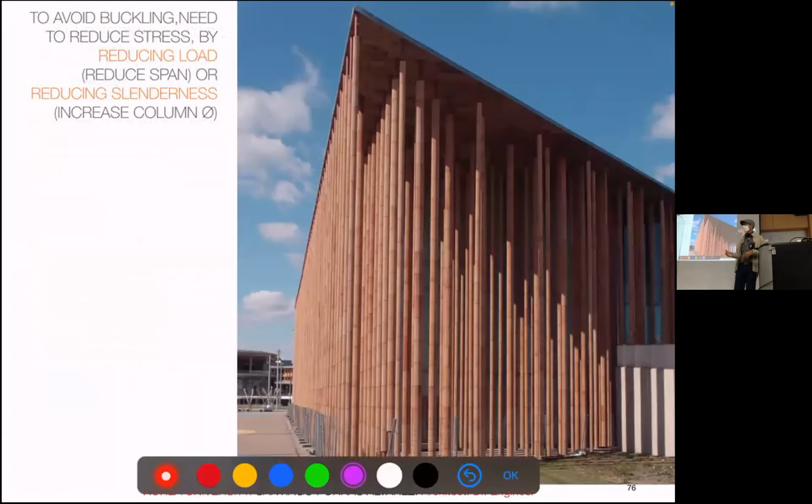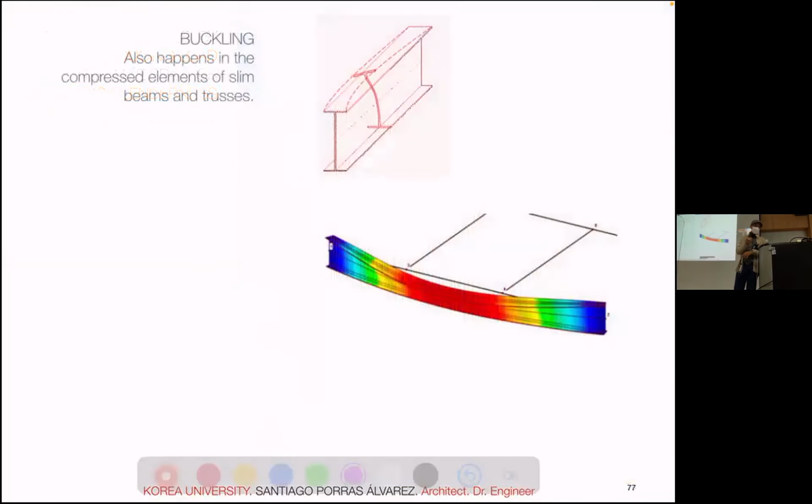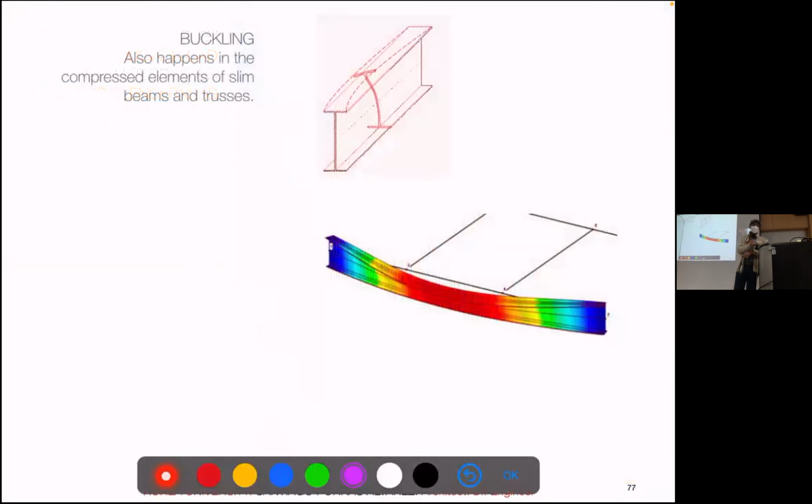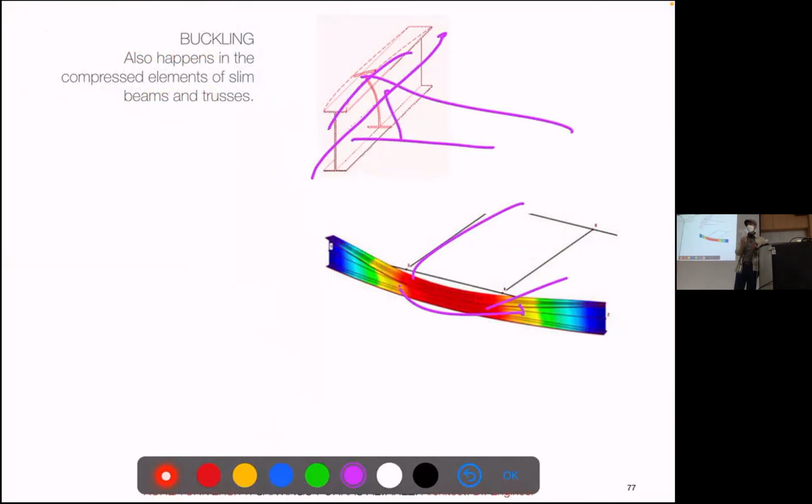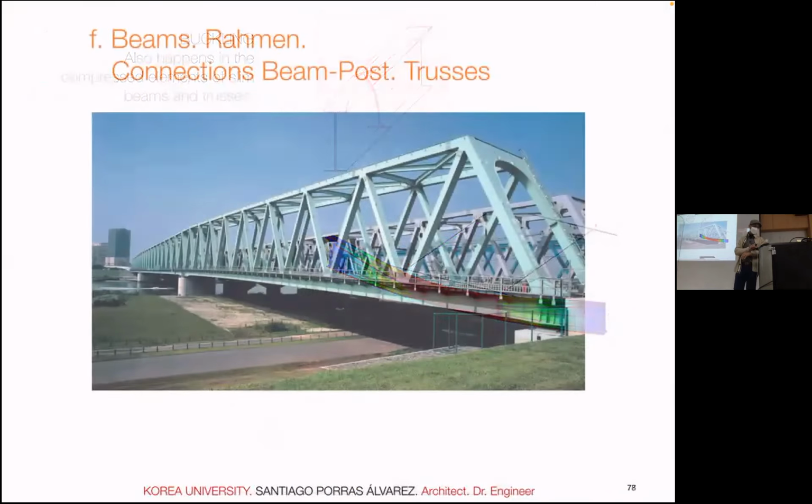If you want to make very slim columns, you have two strategies. Put many, so they have very small stress, right? Or reduce the length by putting ties, right? And just be aware that buckling happens in any compressed elements. In very long and slim beams, the top part is compressed. So they also have buckling, right? This is the problem we have. This way we have horizontal ties to reduce this length or make stronger beams, right? So buckling happens in any slim compressed element. And this is the same problem.